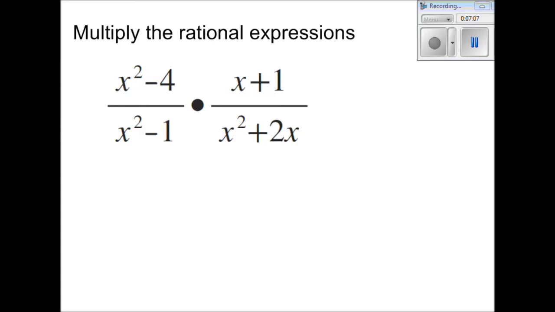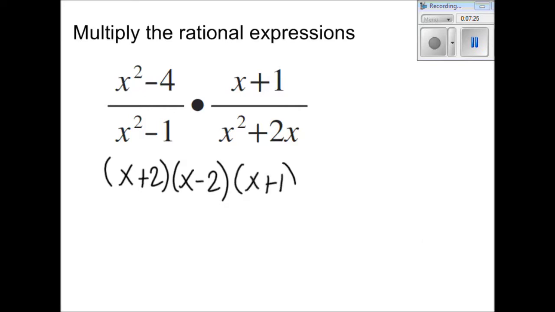Let's take a look at one more example. So in this one, same thing. We're going to try to factor the top. On top I see an x squared minus 4. I know that's a difference of squares, so x plus 2 and x minus 2. 2 times 2 is 4. And then also I have the x plus 1 from the other fraction. Let's smash them over.